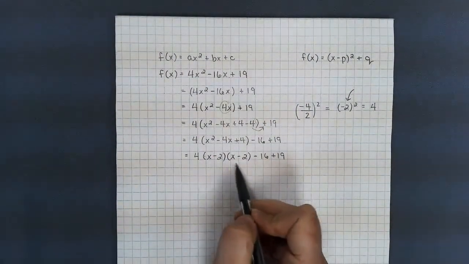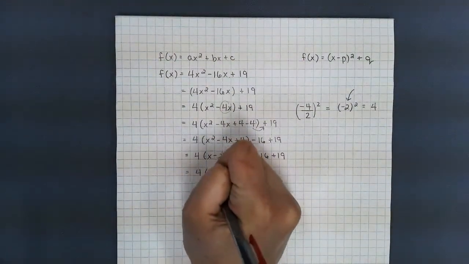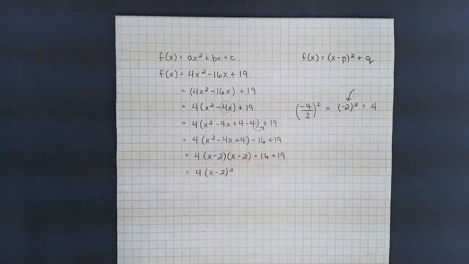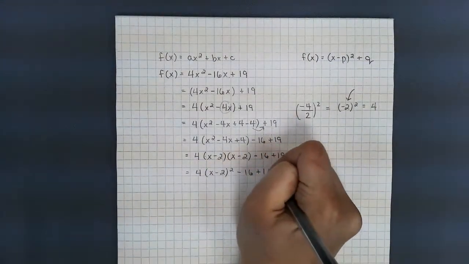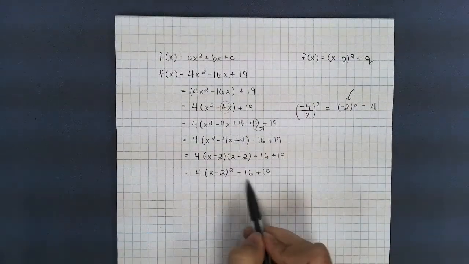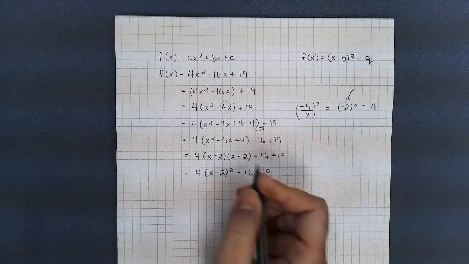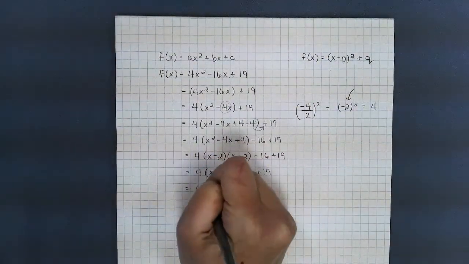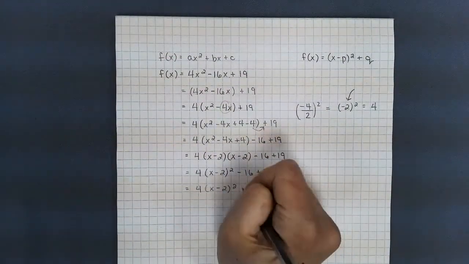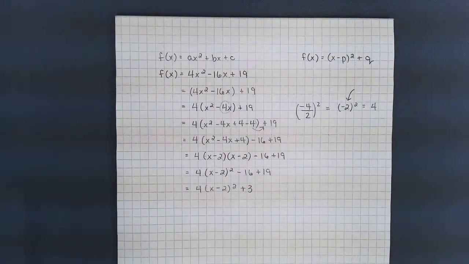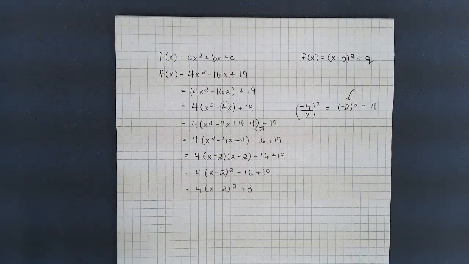If I'm multiplying these two together, it's just like squaring one of the expressions. So I've got 4 times (x subtract 2) squared. And I still have my negative 16, positive 19 on the outside. And my very last step is to put those two numbers together so that I just have one number representing q. So I've got 4(x subtract 2) squared, and negative 16 plus 19 works out to be positive 3. And that looks like my vertex form of my quadratic.